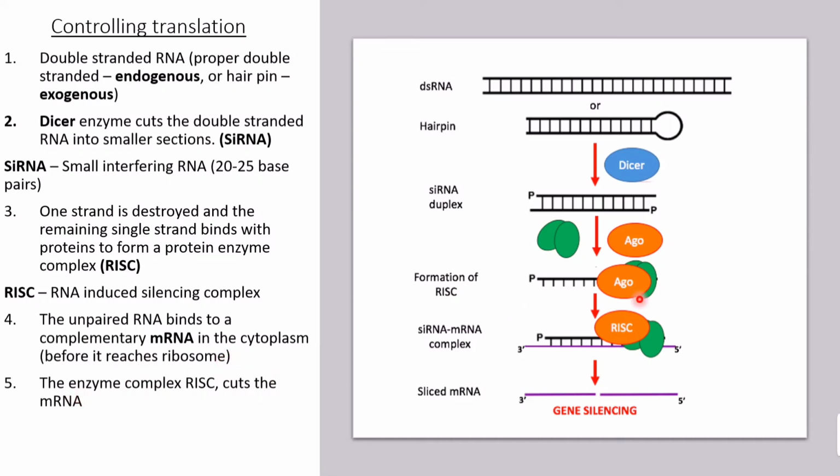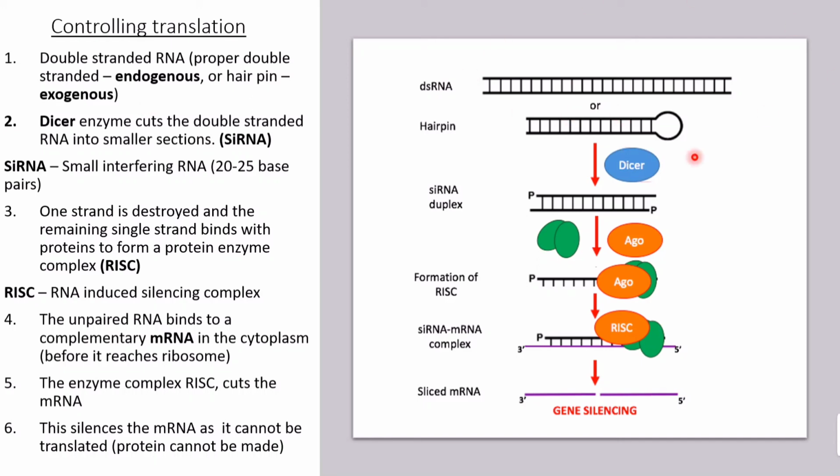So you can see here that our RNA on our RISC complex has bound to an mRNA before it reached a ribosome, and this RISC complex has cut our mRNA. And this silences the mRNA. So it cannot be translated now, it's been cut in half. So this means that the protein cannot be made, it cannot be translated at a ribosome. So this is how controlling translation works.